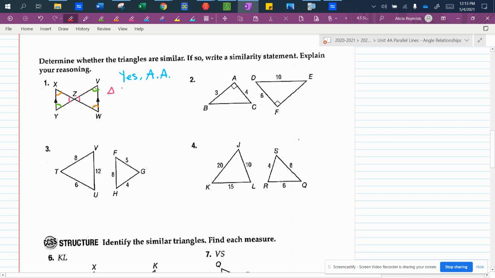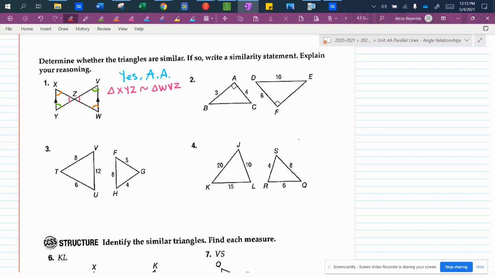So if we write this in order, triangle XYZ is going to be similar to triangle WVZ. Very good, because we have to make sure that we match up our congruent angles. Does that make sense?